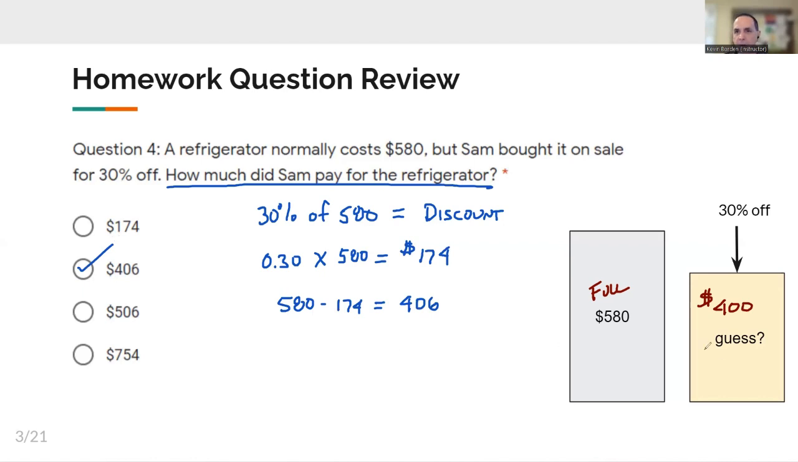There it is. Now we come back here and we look at our guess and we say, well, that was pretty close. So what's the purpose of this guess? Well, it's to make sure that the answer that you end up with is reasonable. Let's say you had forgotten this last step. And instead of doing that, you said 174, and there it is in the answer list. But your guess was 400. Does it make sense that Sam would pay $174 for a refrigerator that was $580 and 30% off? No, that doesn't really make sense. So it helps you avoid the mistake of skipping that last step.